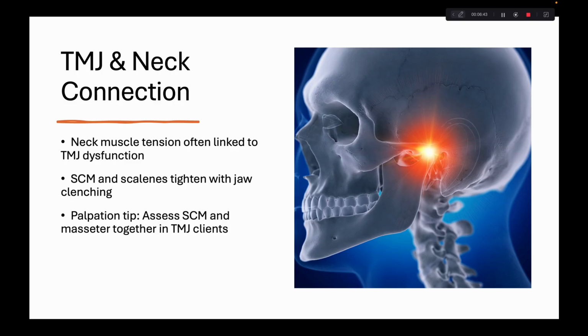A palpation tip for TMJ and neck would be to assess your SCM and masseter together with any of your TMJ dysfunction clients to see if there's any tenderness or pain in those muscles.